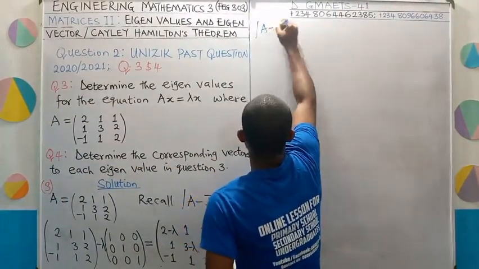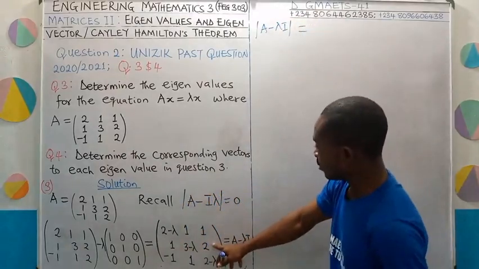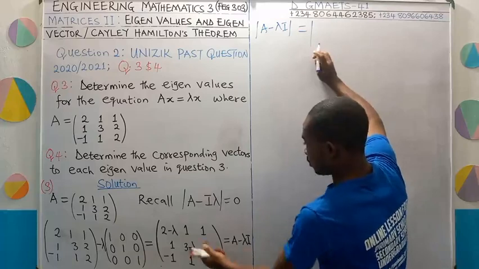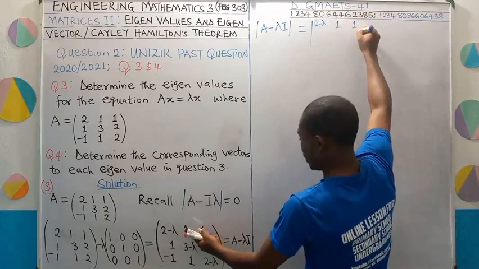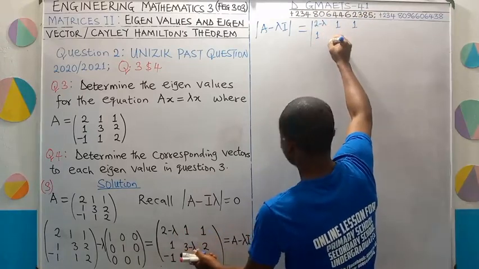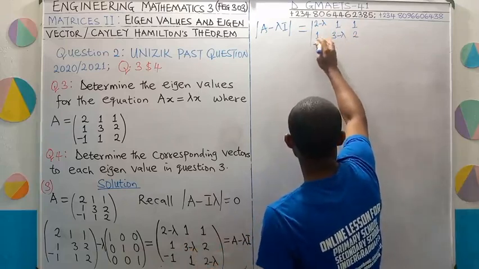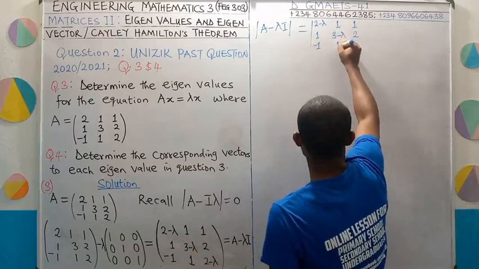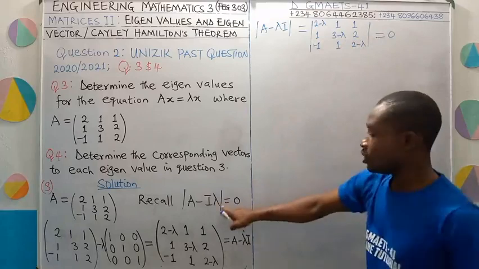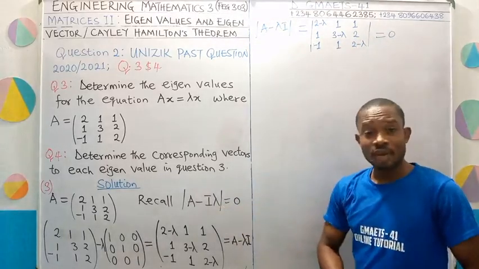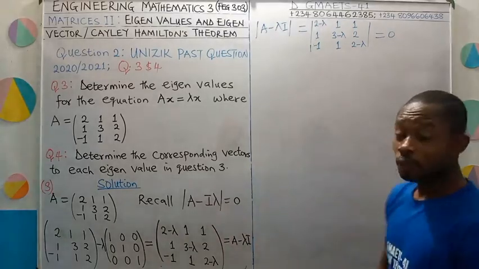So we're solving for the determinant of A minus lambda I, which we've already obtained. So I'm going to work out the determinant. This is 2 minus lambda. This is 1. We also have 1 here. Then row 2, this is 1, 3 minus lambda, then this is 2. And row 3: minus 1, then we have 1, and 2 minus lambda. This is expected to be equal to 0 if you obtain the determinant of that equation, okay? So we equate it to 0 and then obtain the determinant of that term.